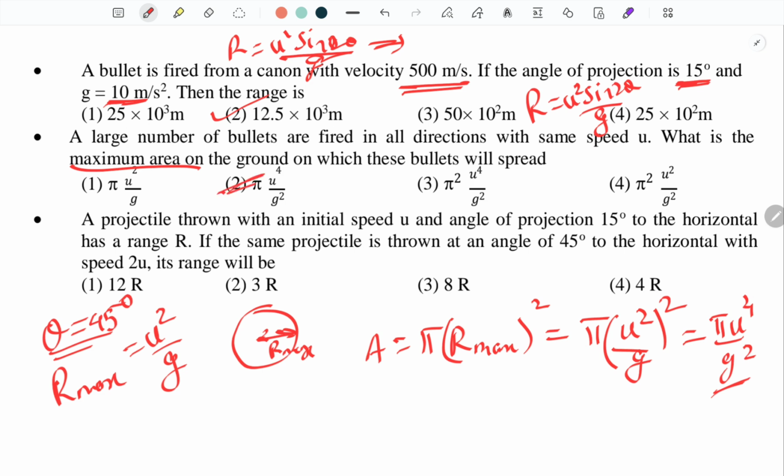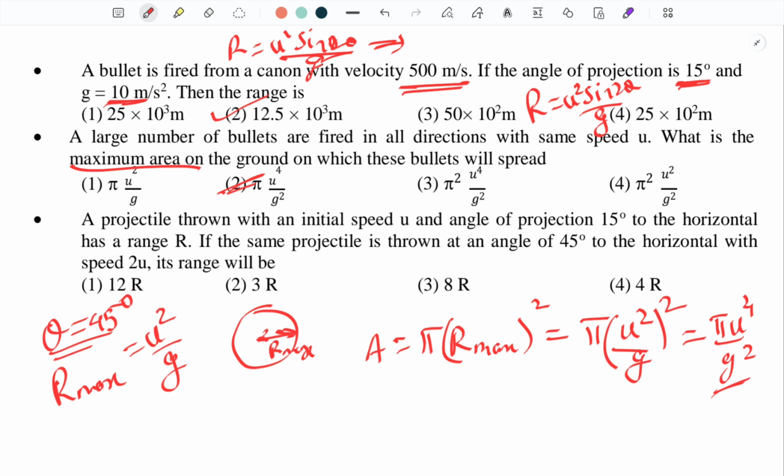Before going forward, let me just repeat what has been done. A large number of bullets are fired in all directions with same speed. सर हर डायरेक्शन में सेम स्पीड u के साथ. सेकेंड लाइन में what is the maximum area on the ground on which these bullets will spread? मैक्सिमम एरिया बोलते ही obviously he should fire at 45 degrees. Only then maximum area will be covered. If he had not told maximum area, then we would not be able to solve this problem.